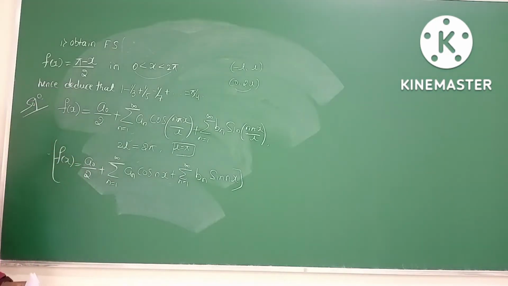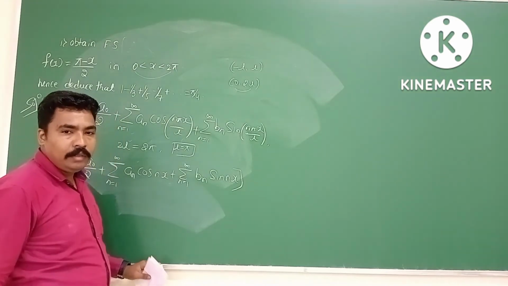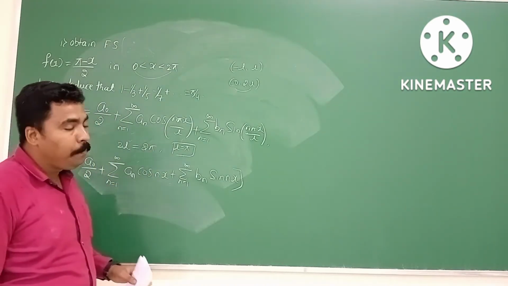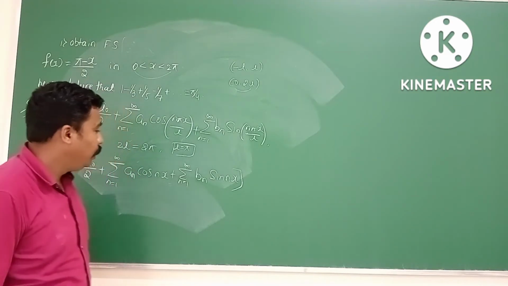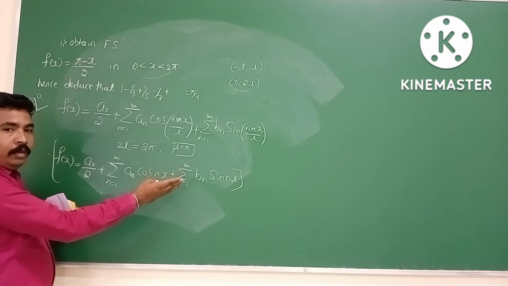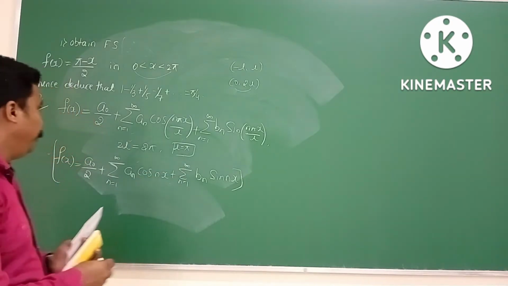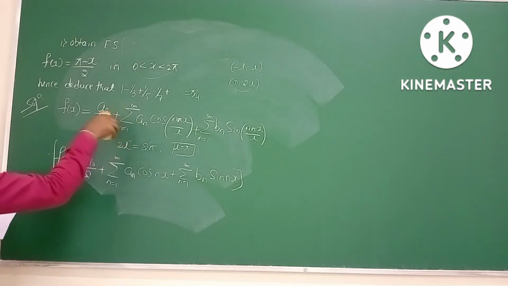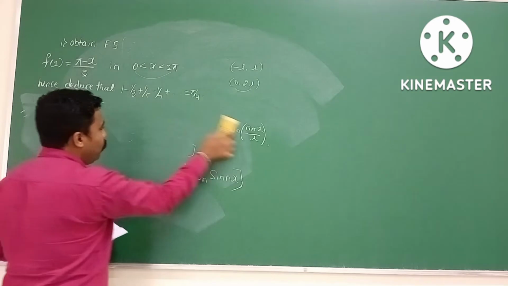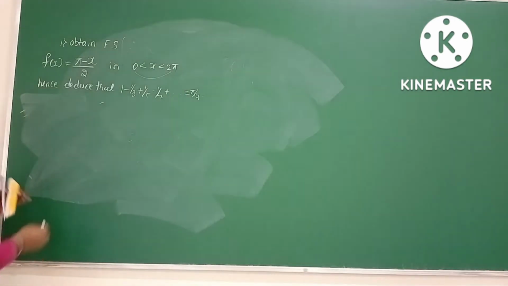Now, here a0, an, bn are all Fourier coefficients, and we have to find these Fourier coefficients by using Euler's formula. I hope you got this one. Now I will move on to the a0, an, bn values. First, how to find a0? Then we will move on to how to find an and bn. Now, first a0.